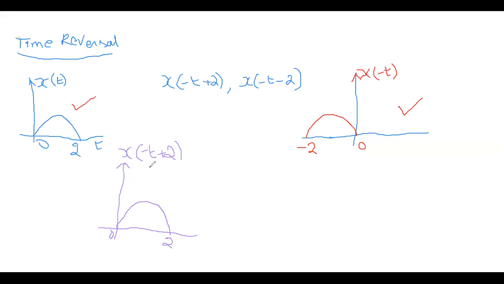Okay, let us continue. x of minus t plus 2. Now, if you advance this, plus t plus 2 means obviously you need to advance x of minus t by 2 units. Obviously, this is the signal you are going to get.